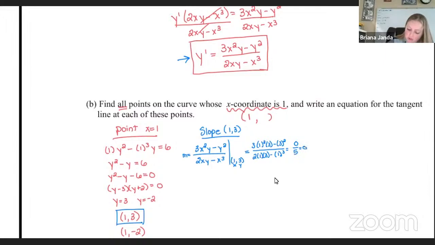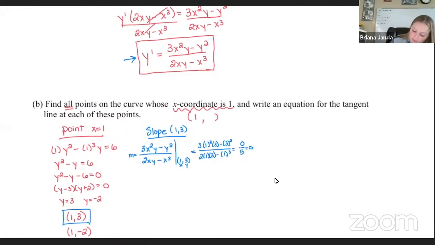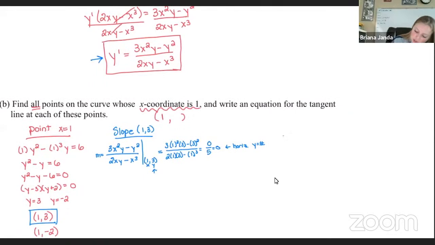Well, that gives me a slope of 0. Just some algebra reminders, a slope of 0 is a horizontal line. A horizontal line is always y equals a number, and it must be the y equals that goes through this point. And so that is why my equation for this particular one would be y equals 3.